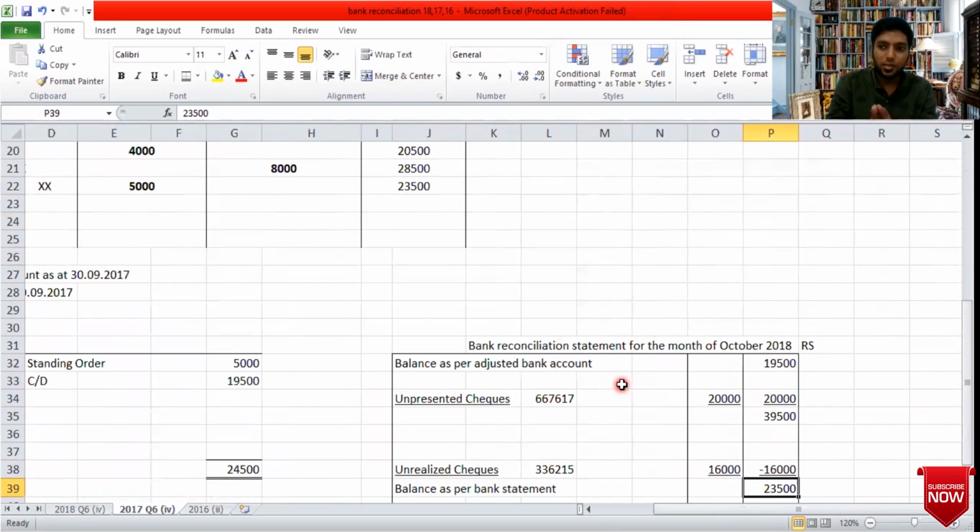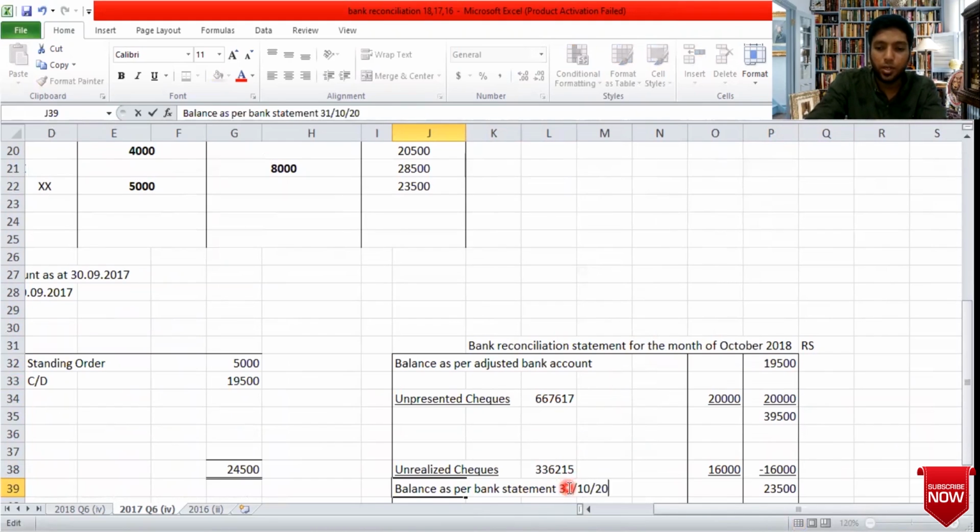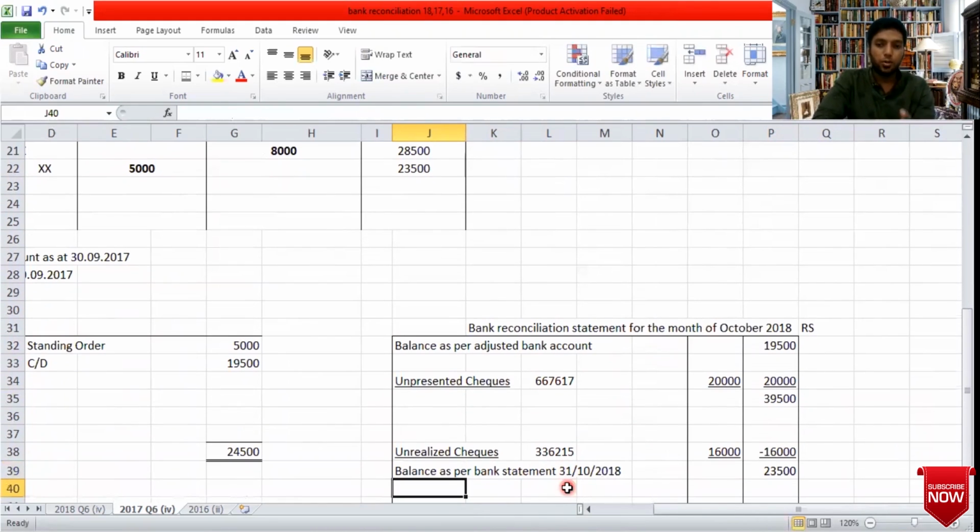If your bank reconciliation statement's final balance is as per bank statement, you need to write when this month ends, October, right? So you need to write the full term, balance as per bank statement. What's the date? 31st October 2018. You can write like this. Then of course your sum is almost fully correct. You get 6 marks on your paper. It is that easy to score marks if you know how to do it.